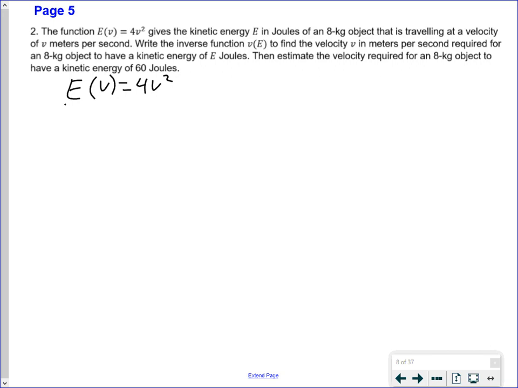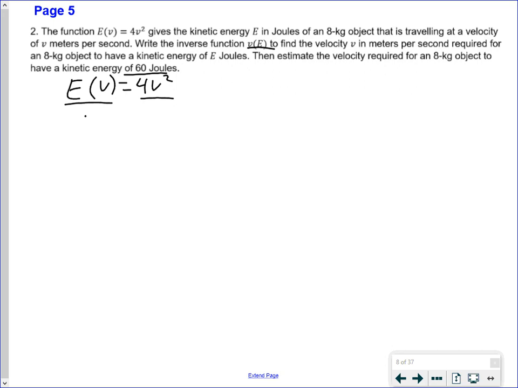So basically, this E is the energy it takes for something to go at a certain velocity v. Okay? So what we're going to be doing is resolving this to figure out the velocity, or how fast something's going, given how much energy it takes. And once we do that, we're going to figure out the velocity required to have a kinetic energy of 60 joules. So ultimately what we're doing is solving for v of E, or v equals, and then plugging in 60 for E to solve for our v.